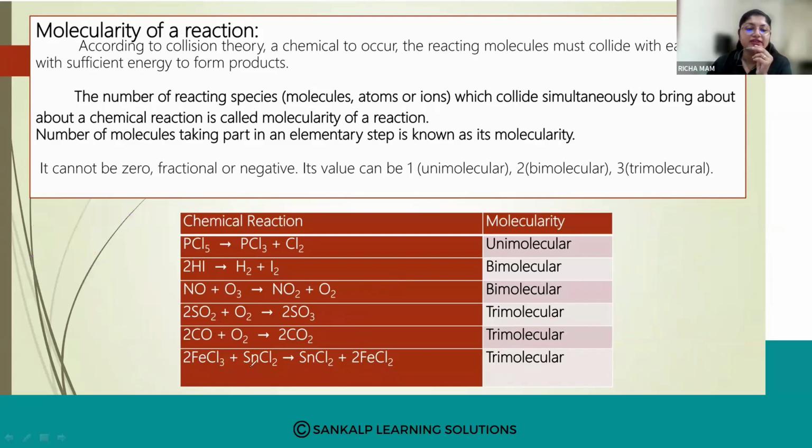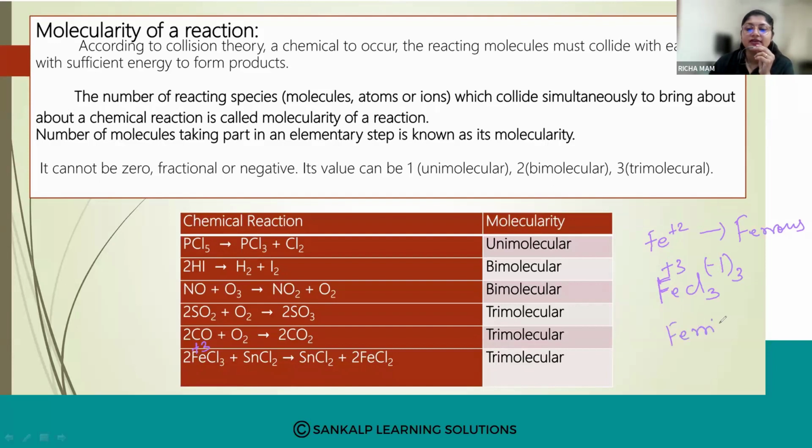So 2FeCl3, ferric chloride. Ferric is in plus 3. When Fe is in plus 2 state, it is called as ferrous. Now FeCl3, each Cl is minus 1, so there are three atoms of chlorine, so it is minus 3. There is 1 Fe, so this is plus 3. So plus 3 minus 3, the whole charge will be 0. So this is called as ferric.